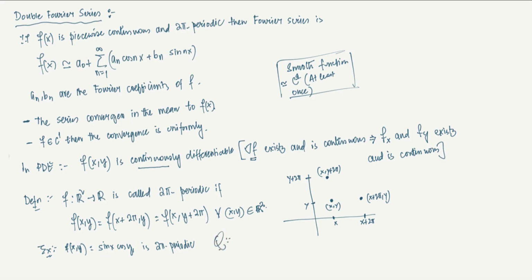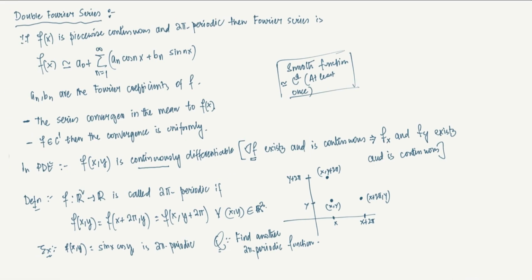Let me put another question. Find another 2 pi periodic function. Of course, constants are always 2 pi periodic, but we are definitely not really interested in those constants. Anyway, I hope you now have an idea of what 2 pi periodic functions are.